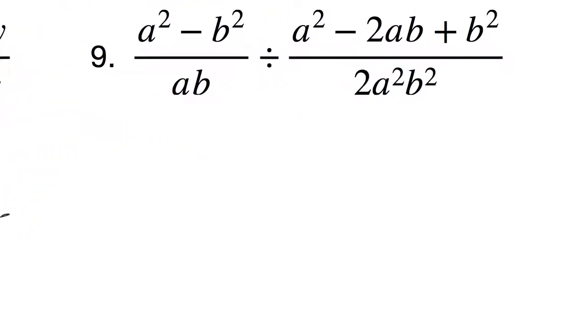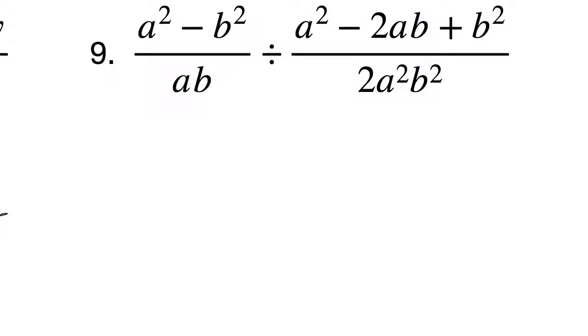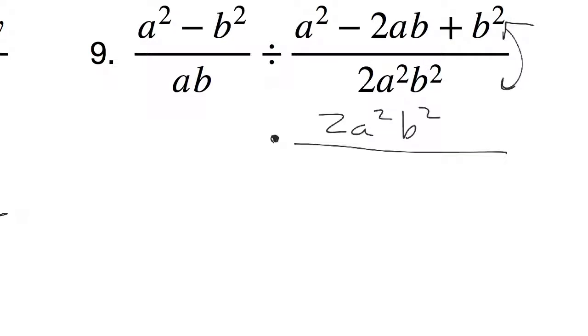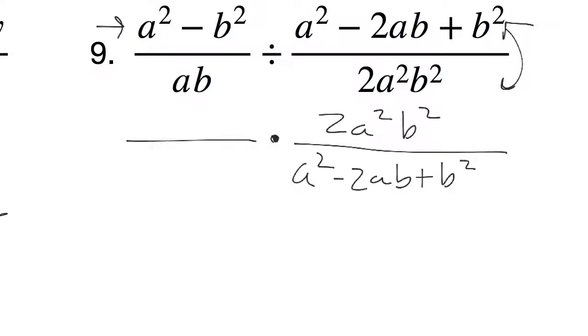Let's do a similar thing here, but remember when you have division, you have to take the reciprocal. So let's just take the reciprocal. That means we're going to have multiplication of 2a squared b squared and a squared minus 2ab plus b squared. Just taking the reciprocal. Let's factor this numerator. We get (a + b) and then (a - b).